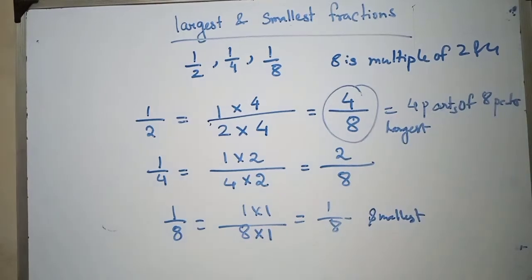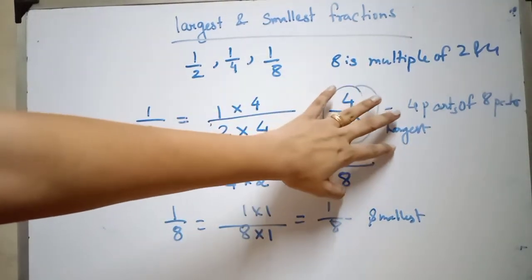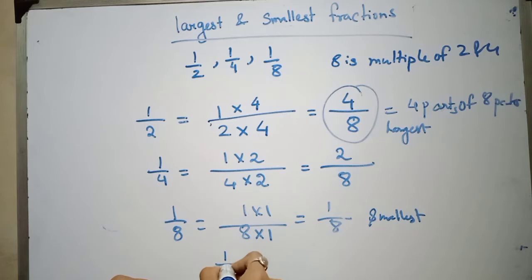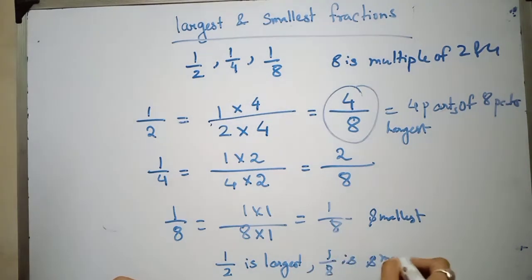Now, when we are going to write the answer, we will not write this fraction. This fraction is not true. We will write the actual fraction. Okay. So, for the actual fraction, half is largest and 1/8 is smallest.